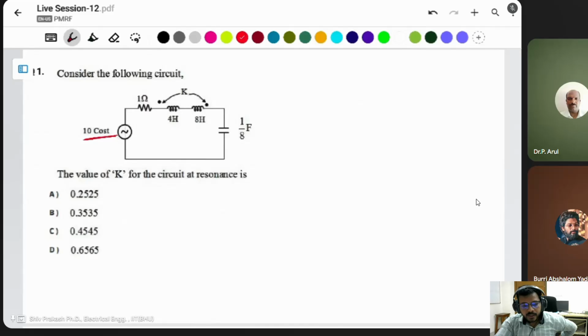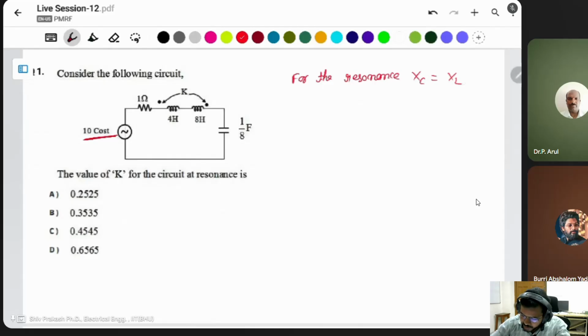In this case, first of all, you know about the series resonance circuit. For resonance, XC is equal to XL. But here there are coupled inductors. Coupled inductor means there are two inductor windings on a single core, so there is a mutual inductance.